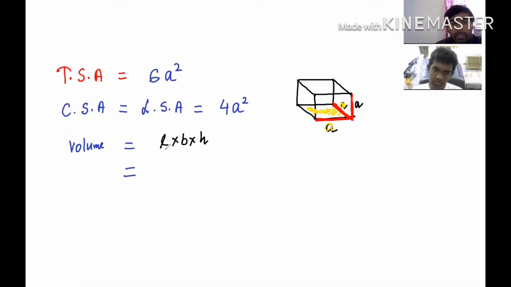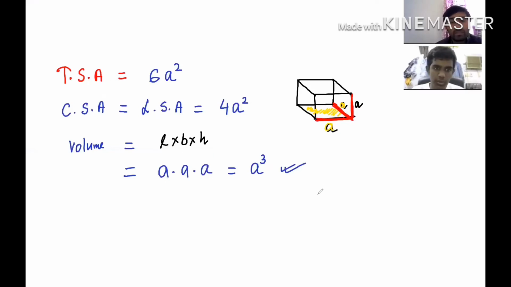Now if we talk about this, length is a, breadth is a, and the height is also a. So what will that be? It will be a cube. The volume of this cube is a cube.